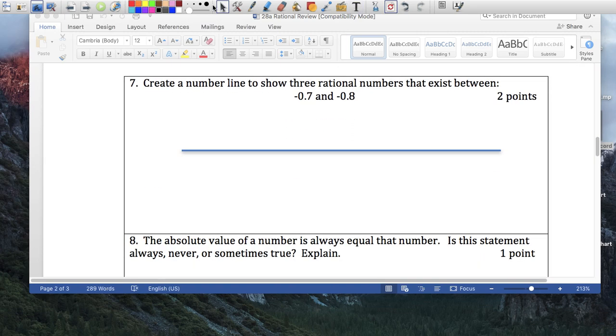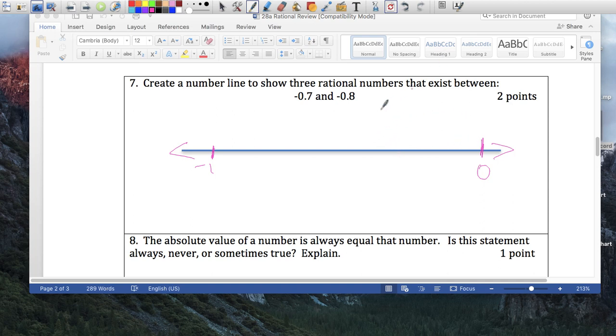Okay, so let's create a number line. So the first thing, it's 2 points. If you don't put that arrow on each side, you will lose a point. Okay, that arrow indicates that the number line goes on and on both sides. Draw a number line. Again, it's negative 0.7 and negative 0.8, so we know we don't need any of the positive numbers. So I'm going to draw 0. Both of these numbers are between 0 and negative 1, right?